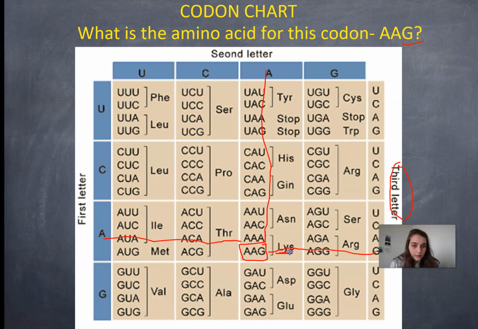The amino acid it makes is LYS. LYS is really just a short name for an amino acid called lysine. But to keep it simple, we just call it LYS. So we found the amino acid that pairs with the codon AAG. So that is how you use the codon chart. So we have found our amino acid based on the codon.